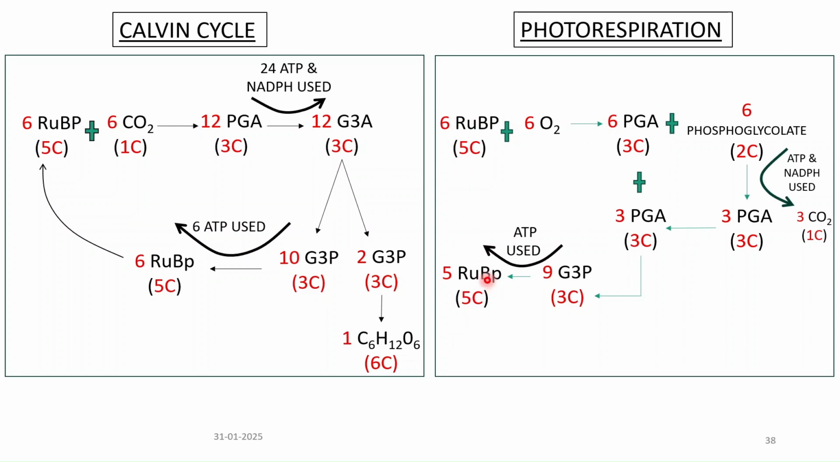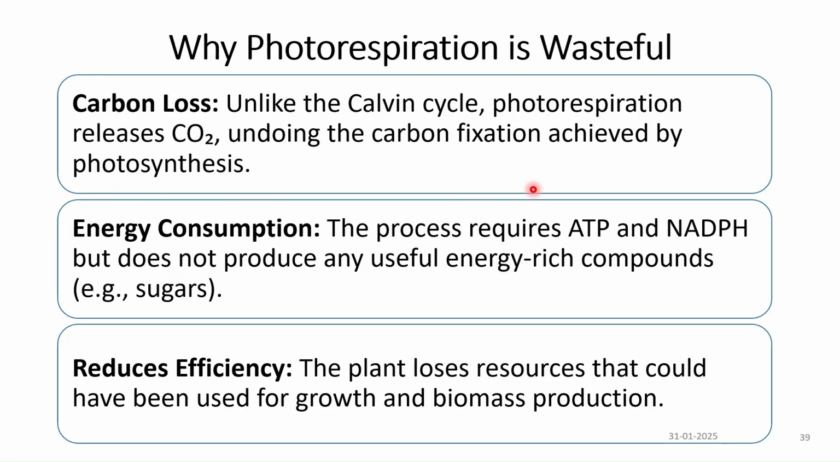So what it will do is, it will take one more RUBP molecule and then continue this photorespiration process, which is again wastage of RUBP. RUBP is not getting regenerated. So this is why we say that photorespiration is a wasteful process in terms of photosynthesis.